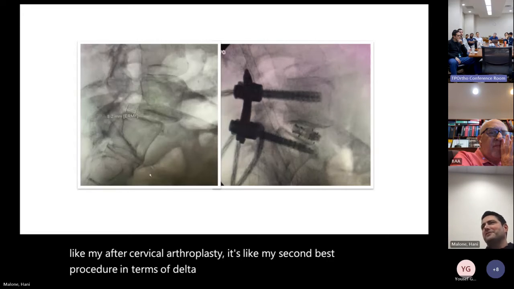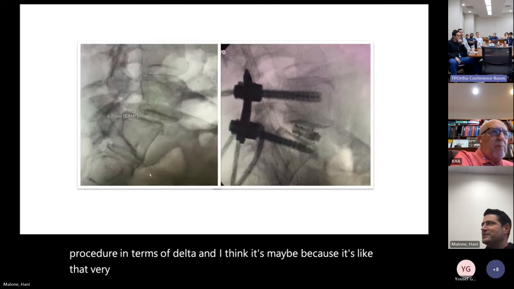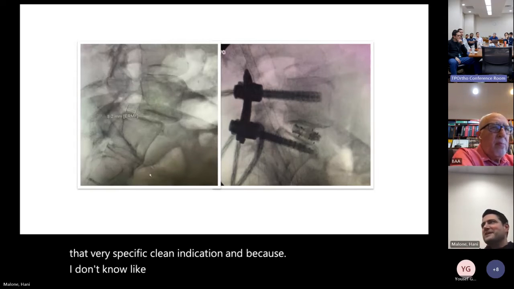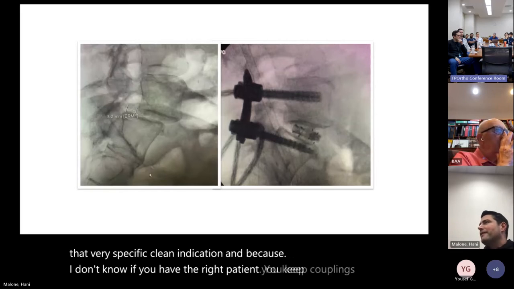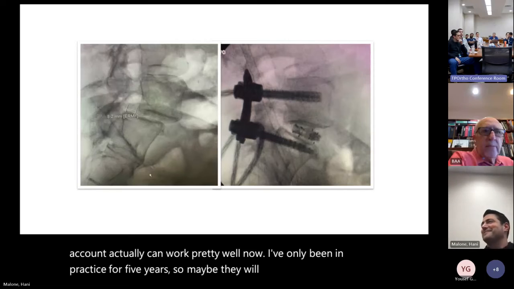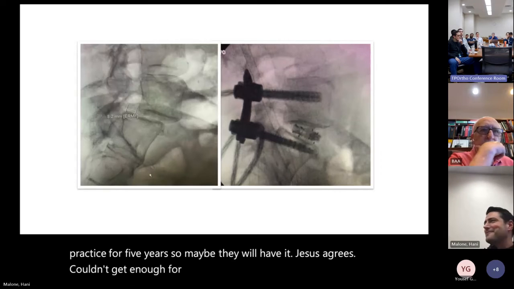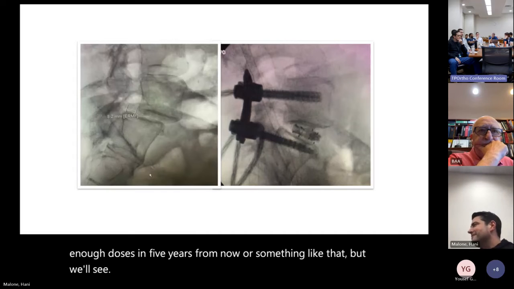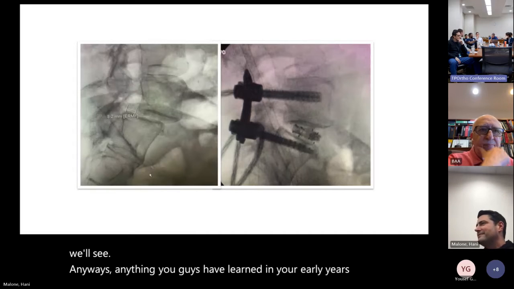And I think it's maybe because it's that very specific, clean indication, and if you have the right patient and you take a couple things into account, it actually can work pretty well. Now, I've only been in practice for 5 years, so maybe they will all have adjacent segment disease because I didn't get enough lordosis. We'll see. Anyways, anything you guys have learned in your early years or in training?